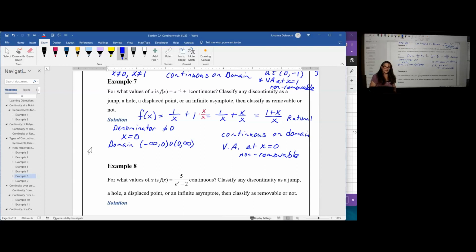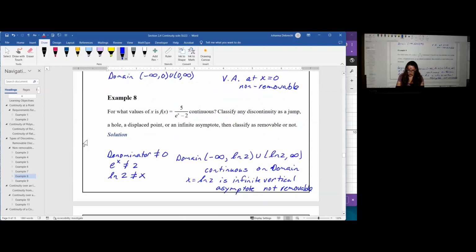Okay, how did you do? This one's a little bit challenging in that it's got an exponential e to the x in it. Again, however, we have the ratio of 2 functions. They're not polynomials, so it's not rational, but it is the ratio of 2 functions. The numerator is the constant function y equals 5, and the denominator is the shifted function e to the x minus 2. Now, e to the x looks like this, and minus 2 just means you went down 2.